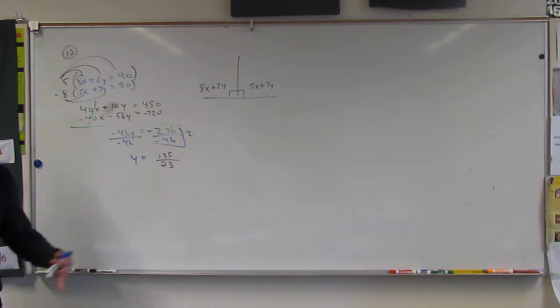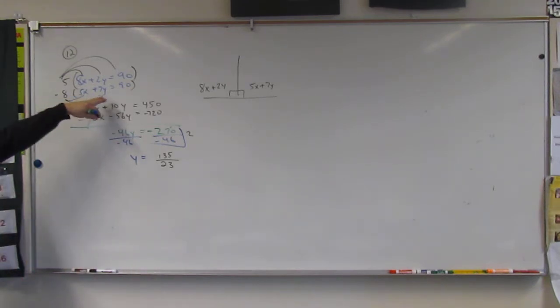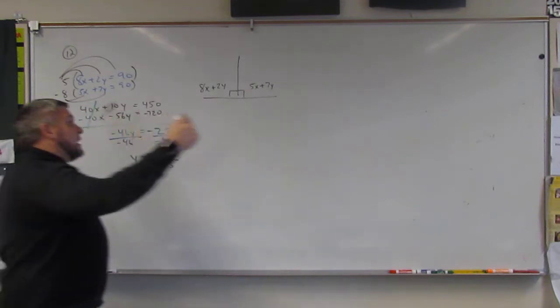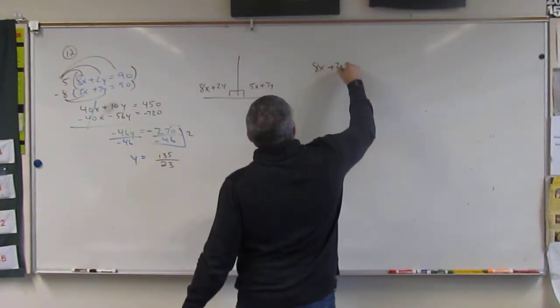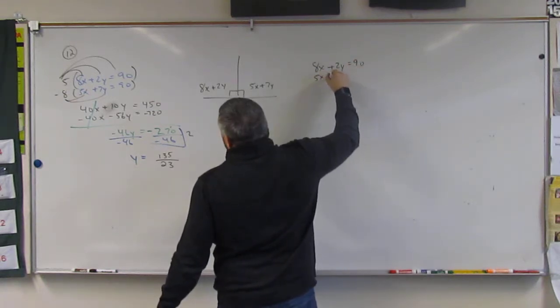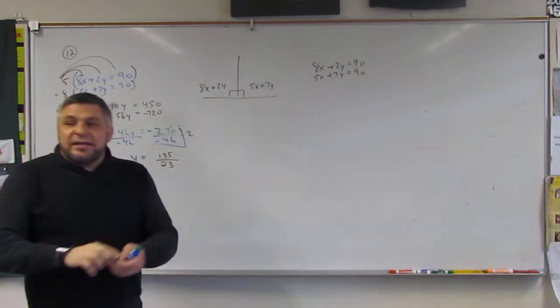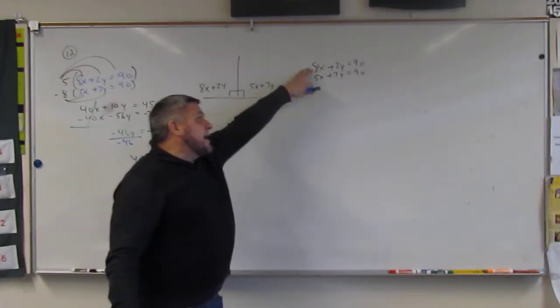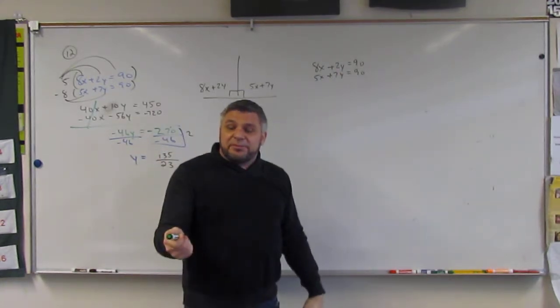Not me, right? So what we'll do with that is we'll do the same thing, but get rid of the y's. So on this other side, I'm going to have this 8x plus 2y equals 90, and this 5x plus 7y equals 90. But instead of getting rid of the x's, the 5 and the 8, I'm going to get rid of the y's. What do you suppose I'm going to multiply those by?